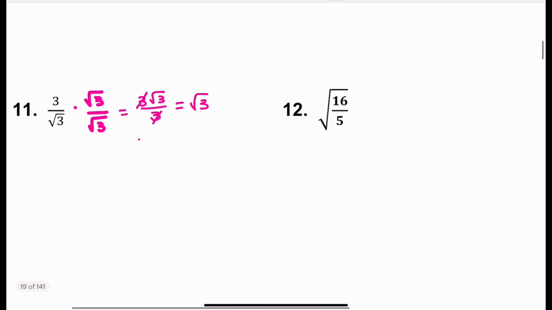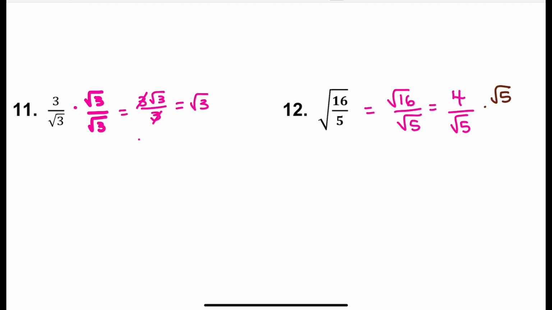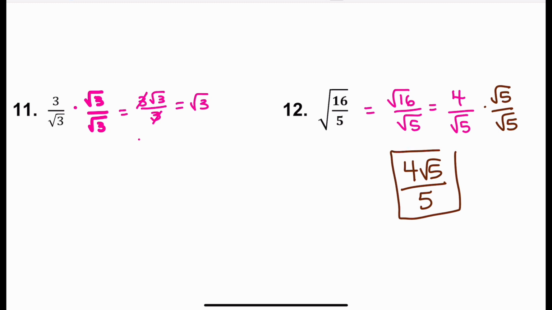Now number 12, this is equal to the square root of 16 divided by the square root of 5. Square root of 16 is 4, divided by the square root of 5. We want to get that square root off of the denominator. We're going to times the top by square root of 5 and the bottom by the square root of 5. On the numerator, when we multiply, we just have 4 square root of 5. And square root of 5 times square root of 5 is square root of 25, which is just a 5.